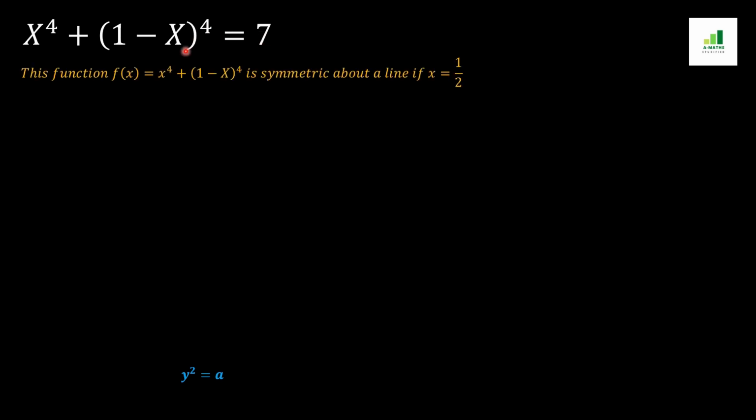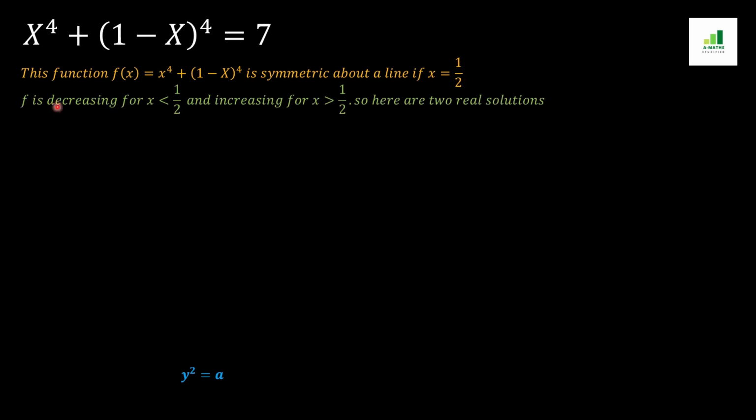First, if we consider this function equal to f(x), then it will be symmetric about the line x = 1/2. And the second fact is that this function decreases for x less than half and increases for x greater than half. From both of these facts, we conclude that here we will get two real solutions.